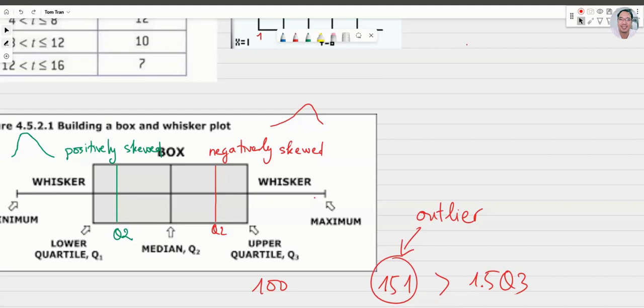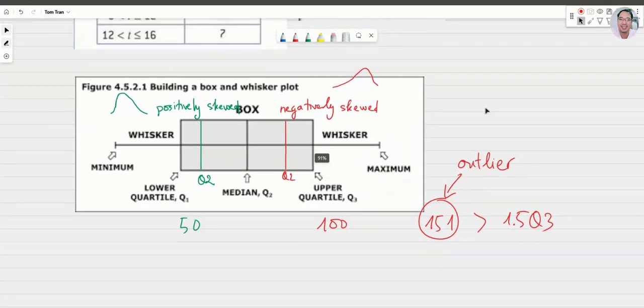Similarly, if a value is lower than the lower quartile by 1.5 times, for example, this lower quartile is 50, and a value x is less than 50 over 1.5, then x here is also an outlier.